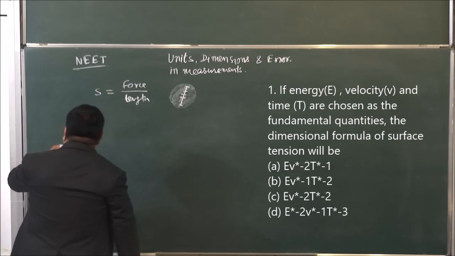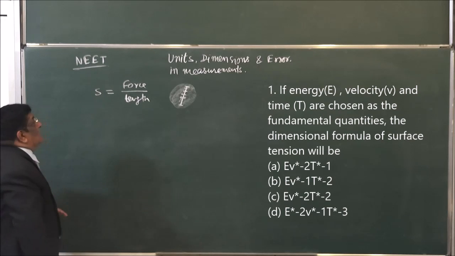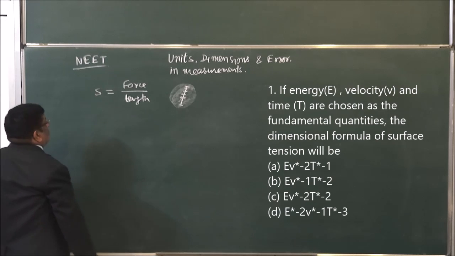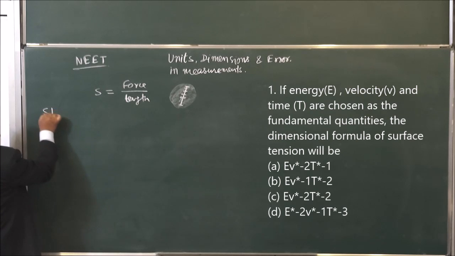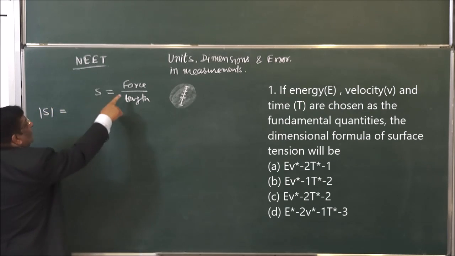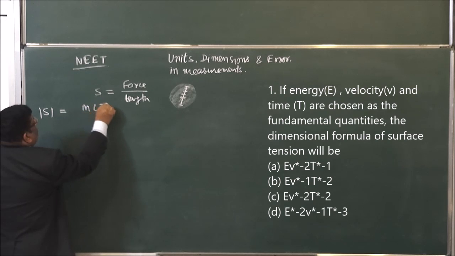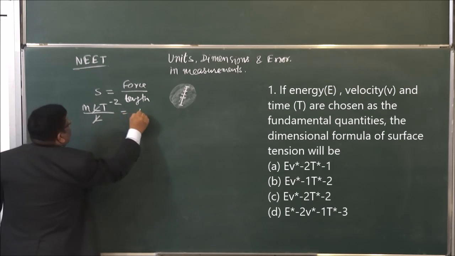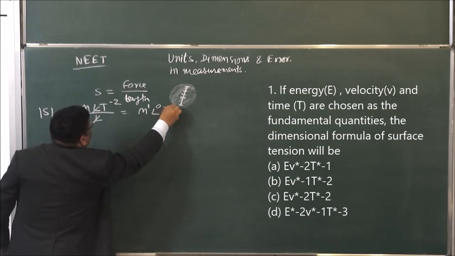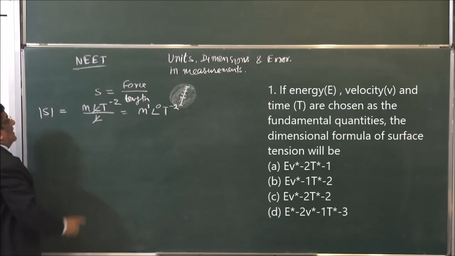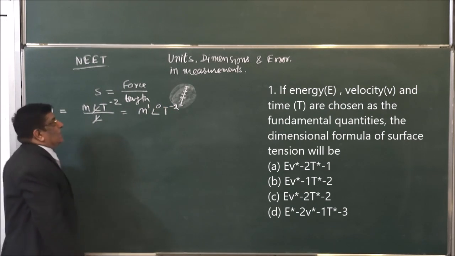Now this surface tension should have a certain dimension. What are the dimensions involved? That is the dimension of force and the dimension of length. So surface tension has dimensions of M L T minus 2 upon L. So this is M1, L0 and T minus 2. These are the dimensions of surface tension.